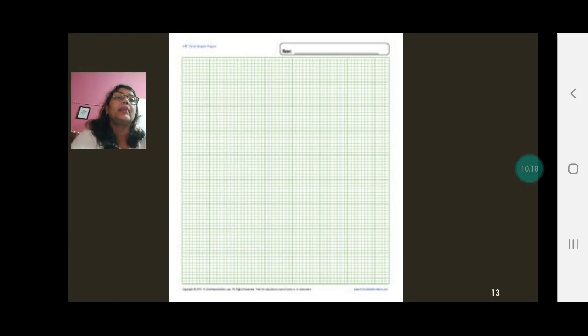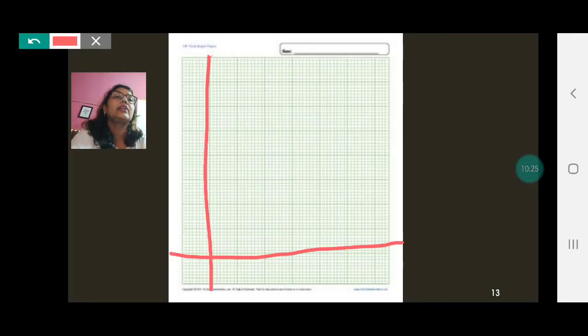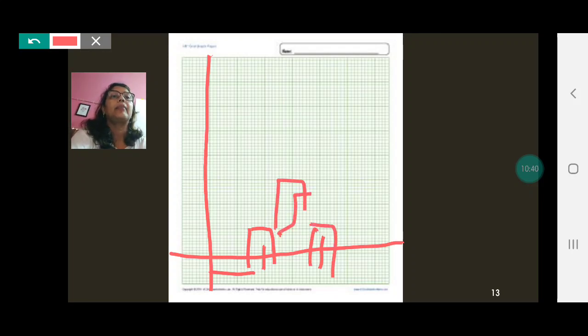Another option could be, I think that would be a better option, that on the y-axis, take 2 centimeters distance. So 2 centimeters is equal to 10 years. 2 centimeters I've taken. Why? Because then the graphs will not be joined. Otherwise, the graph might become like a histogram, which we don't want.